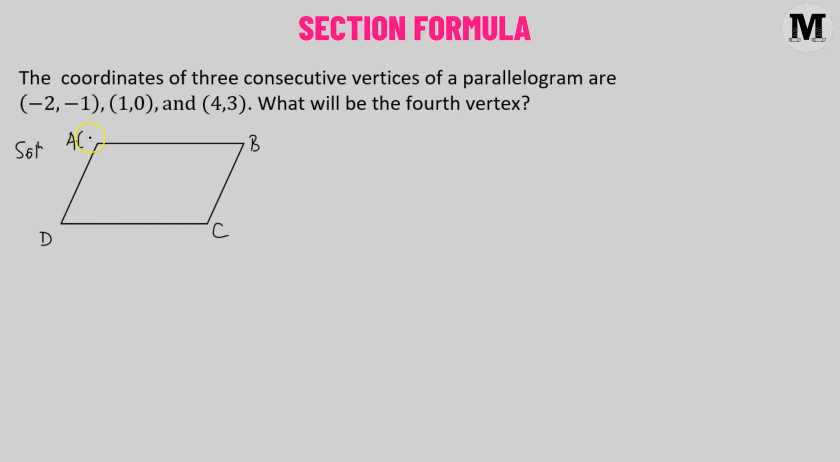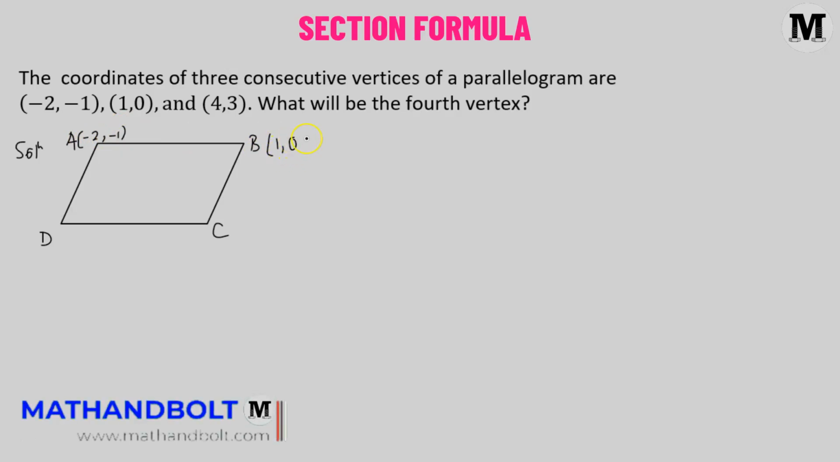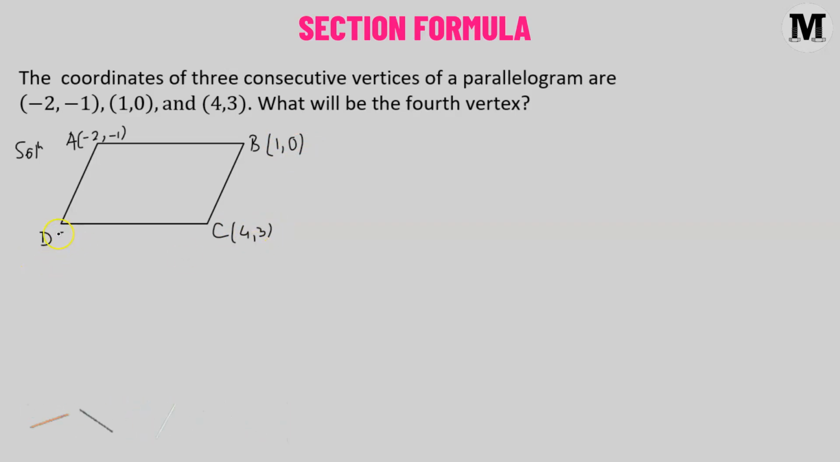Now let's say the coordinates of vertex A, let it be -2, -1. Coordinates of vertex B, let it be 1, 0. Coordinates of vertex C, let it be 4, 3. Then coordinates of vertex D, since we need to find it out, we're going to label it as x, y.